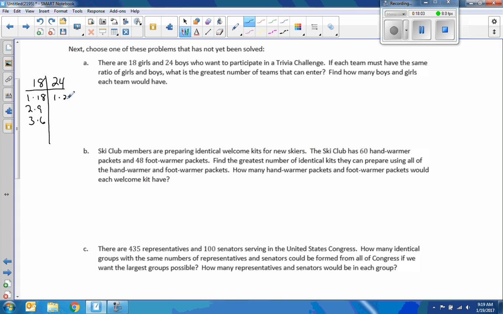24 is 1 times 24. 2 times 12. 3 times 8. 4 times 6. Okay? So we're looking for the greatest common factor, which is 6. That tells us how many teams. Okay? If each team must have the same ratio of girls and boys, what is the greatest number of teams that can enter? And we want everyone to participate.